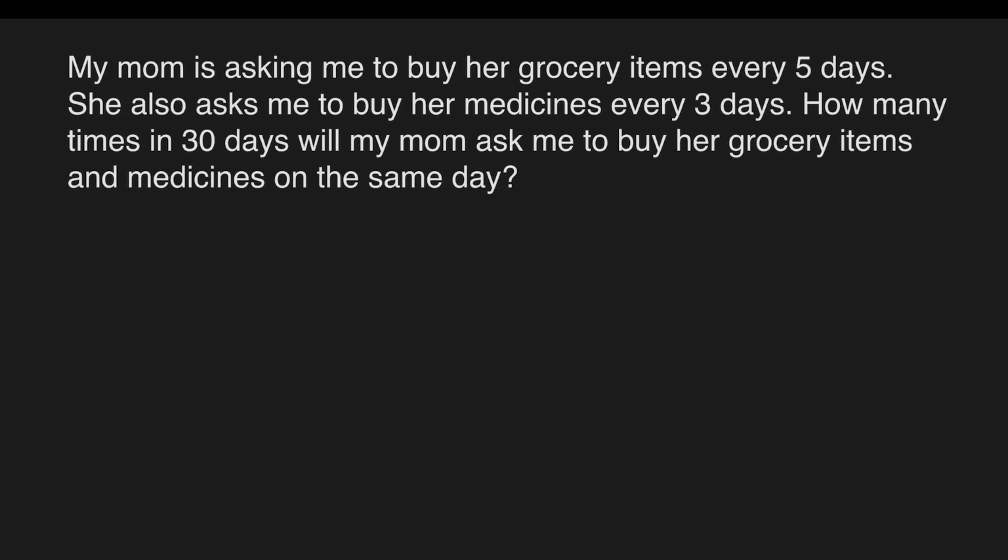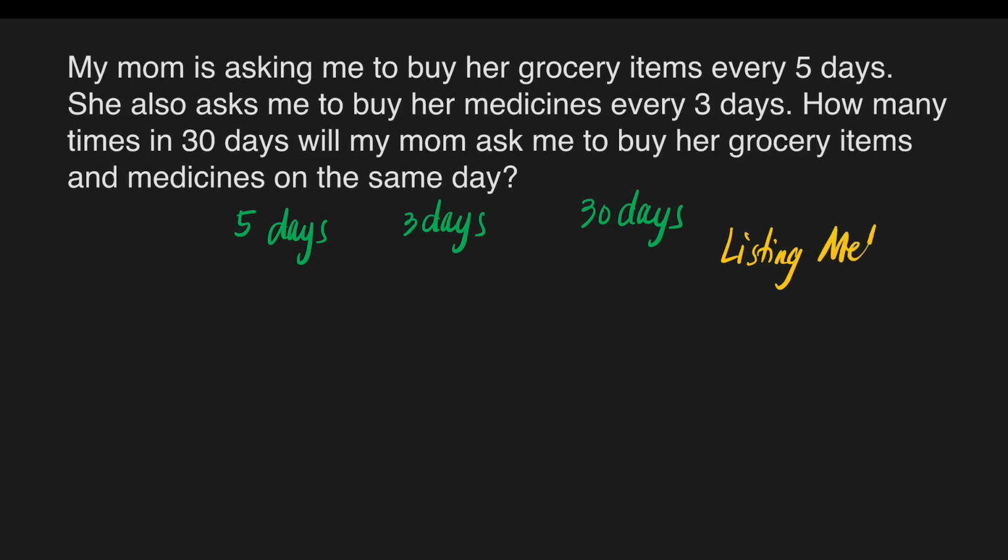We have every 5 days. We also have every 3 days, and 30 days. In solving this problem, we have to get their LCM, or least common multiple. We can solve for the least common multiple using the listing method. Later, I'll teach you how to do it with continuous division, but first, we'll have the listing method.